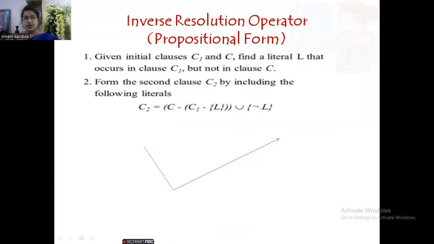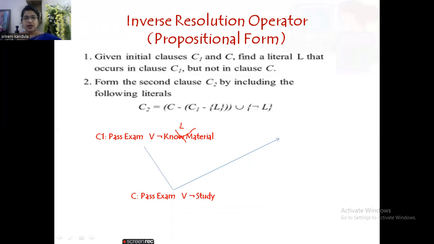Let us understand this with an example. This is our C1, pass exam or negation no material. Then our conclusion is pass exam. Now in C1, out of the two literals, no material is not there in the conclusion. So this I have to choose as L. From C, I have to first remove this one. So what is left over? Pass exam is left over. So that is the result for our C1 now.